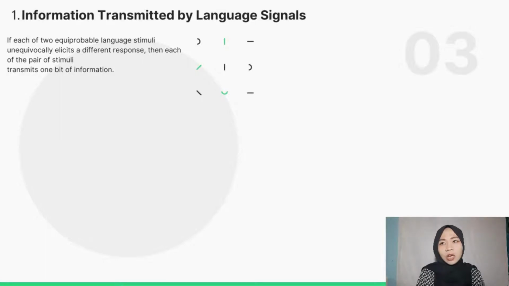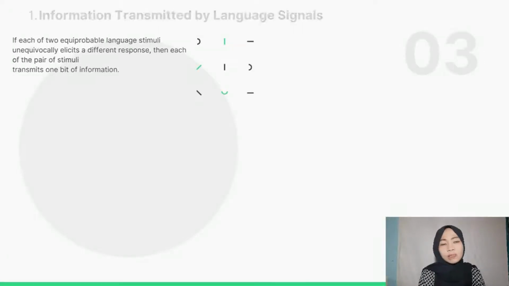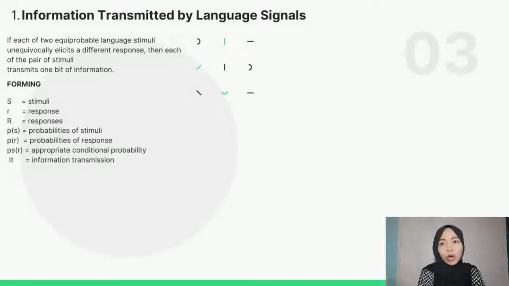Let's begin with the set of language stimuli S, of which S elicits a response R, which is one set of responses SR.